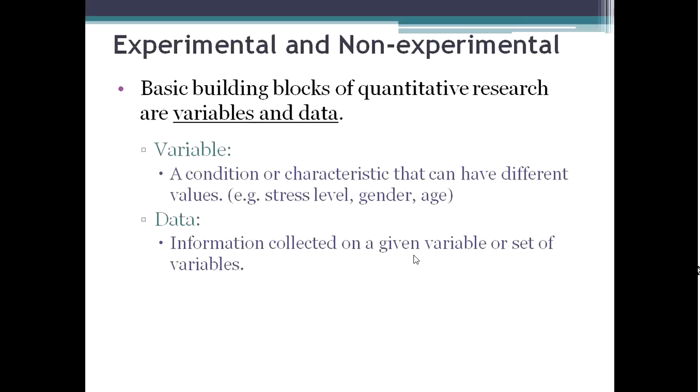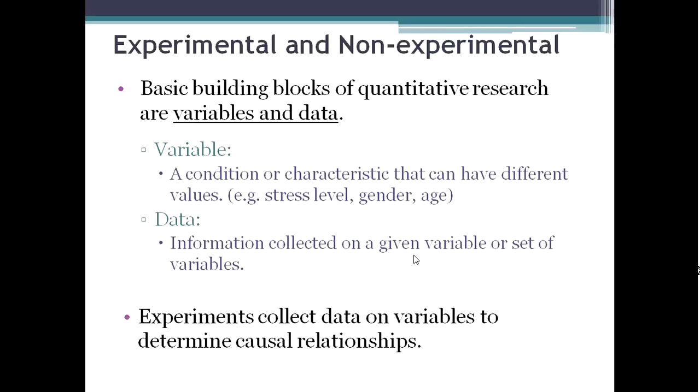Now, the data is the actual information that we collect. So the parts per million of cortisol in your blood, you have 30 parts per million. I'm making this up. I'm not exactly sure how they do this, but 30 parts per million or 30 milliliters per whatever. This is your actual data. Your actual age is data. Okay. So we have variables and data.